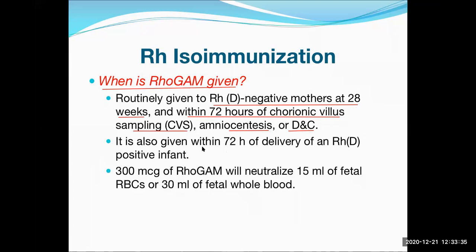It is also given within 72 hours of delivery of an RH positive infant if it was not given before. 300 microgram of ROGAM will neutralize 15 ml of fetal RBC or 30 ml of fetal whole blood. Very important data here. So it depends how much fetal RBC or fetal whole blood is mixed with the maternal circulation. If you suspect more is mixing, then a bit more dose of the medicine can be given.